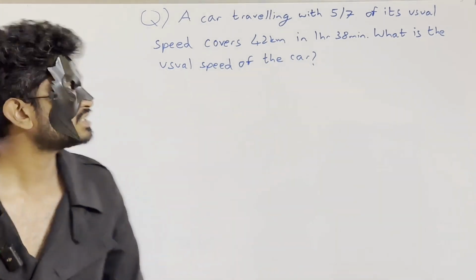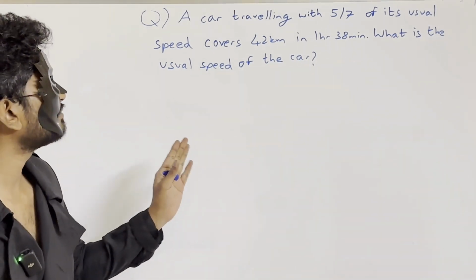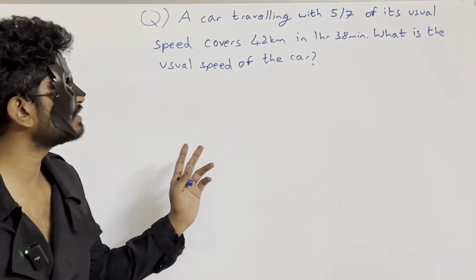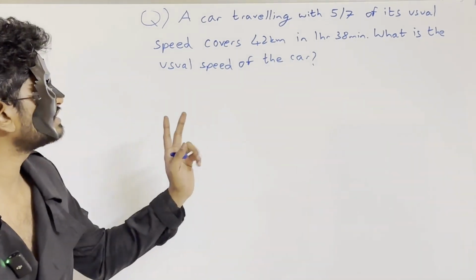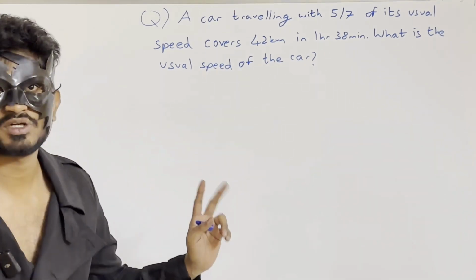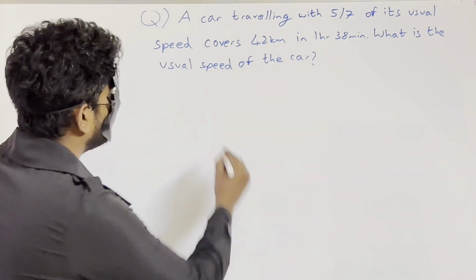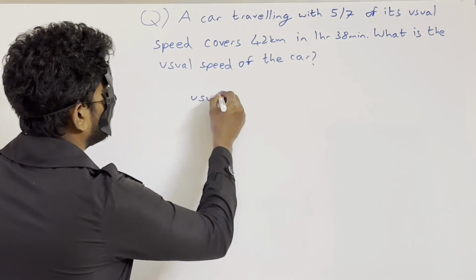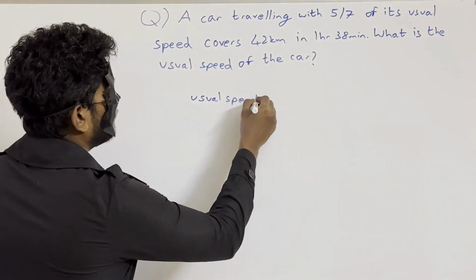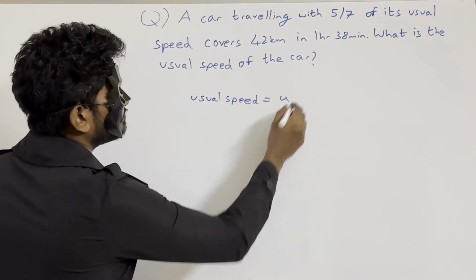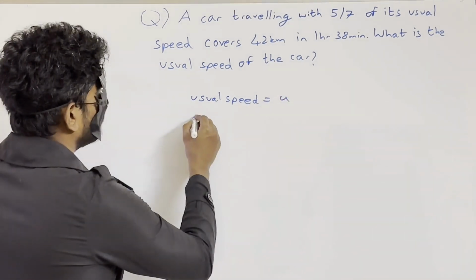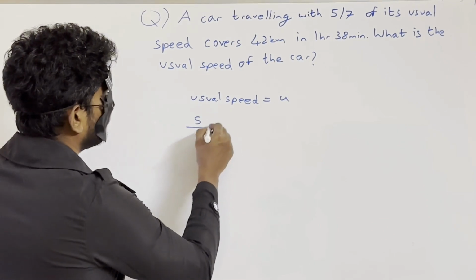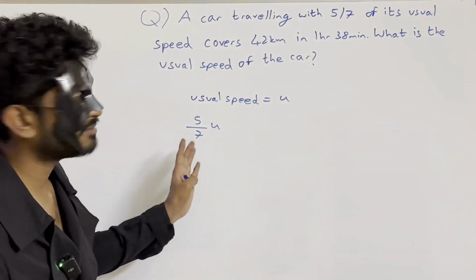So superhumans, next question is, a car traveling with 5/7 of its usual speed covers 42 kilometers in 1 hour 38 minutes. What is the usual speed of the car? So here let me take usual speed to be equal to some, say, u, then 5/7 of that usual speed will be nothing but 5/7 u.